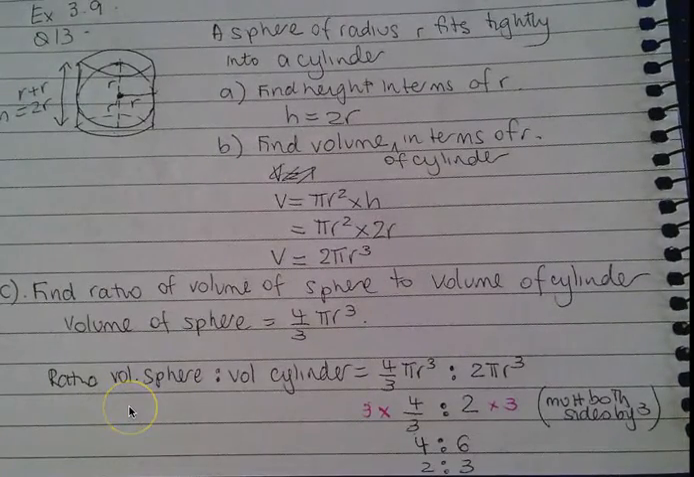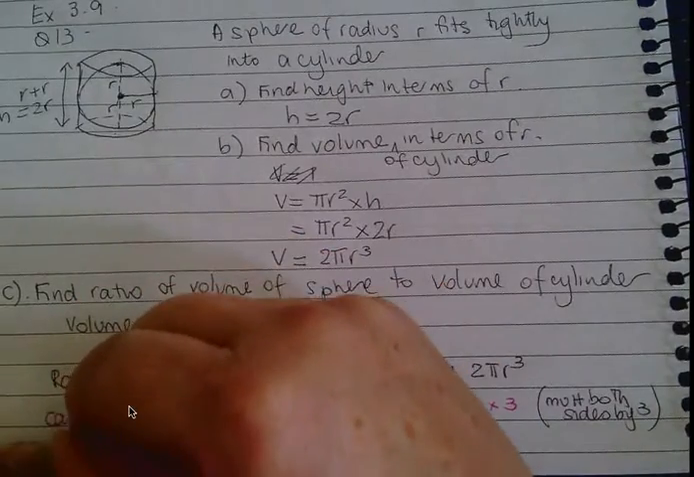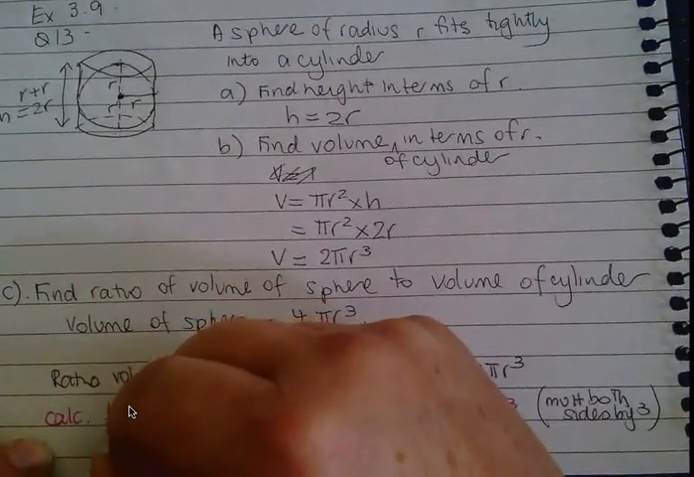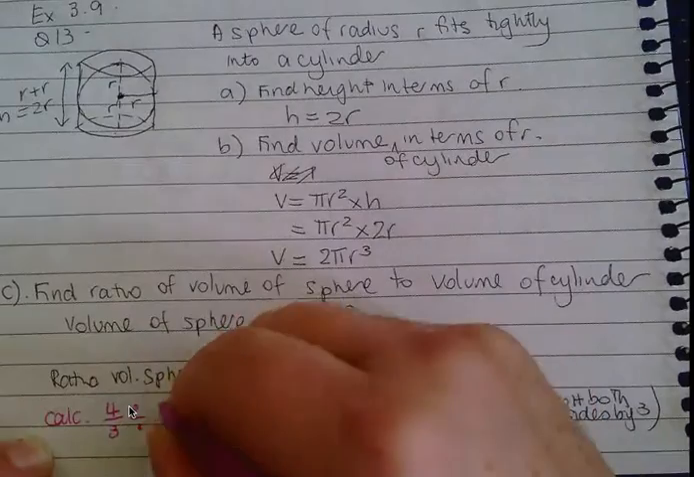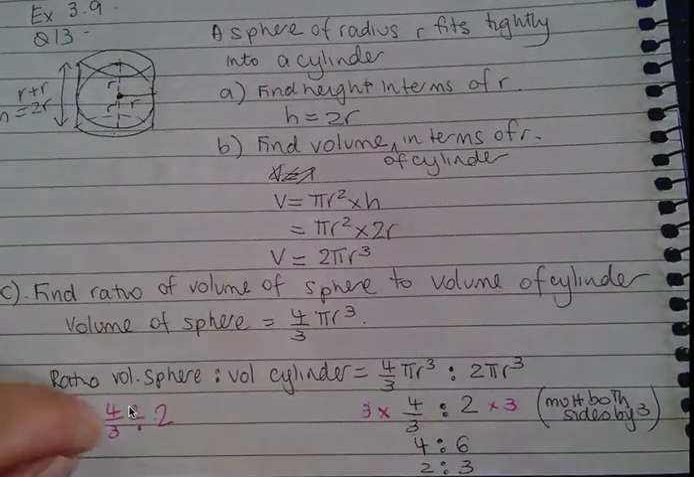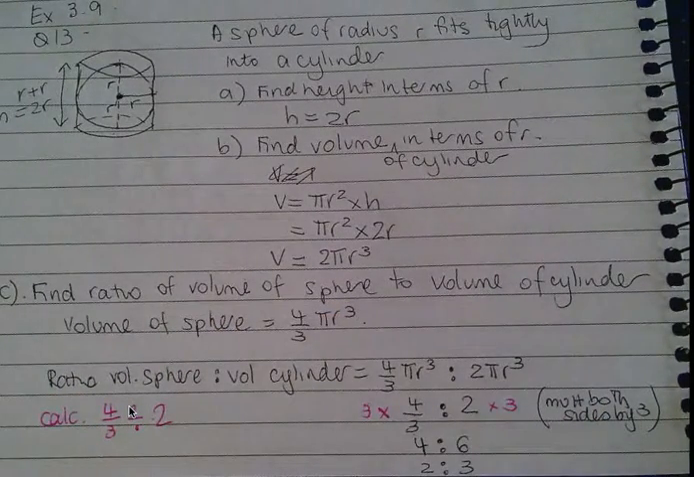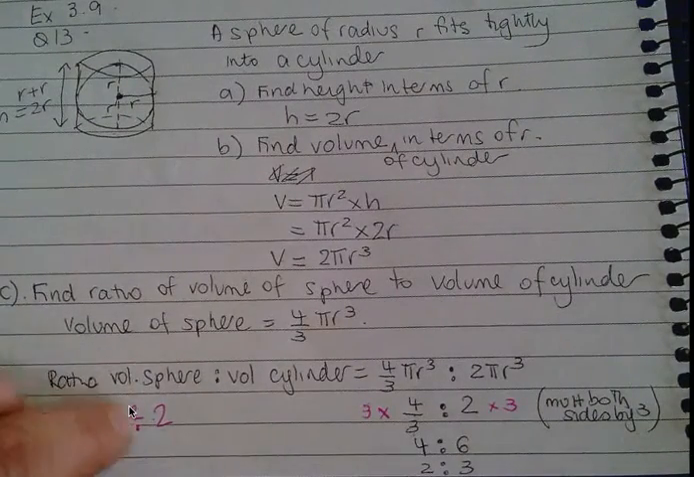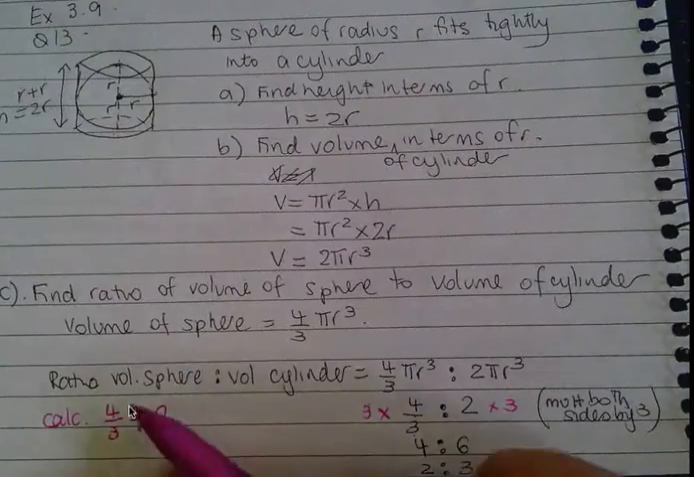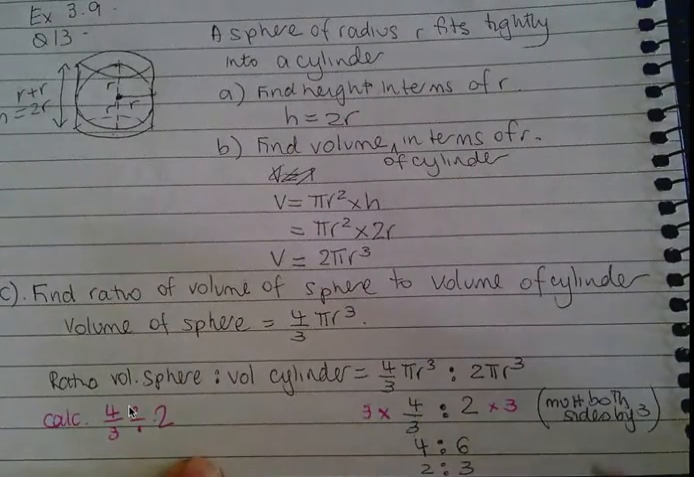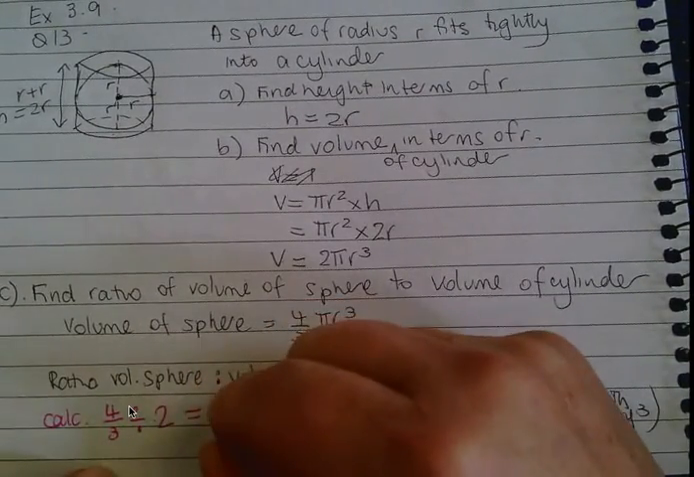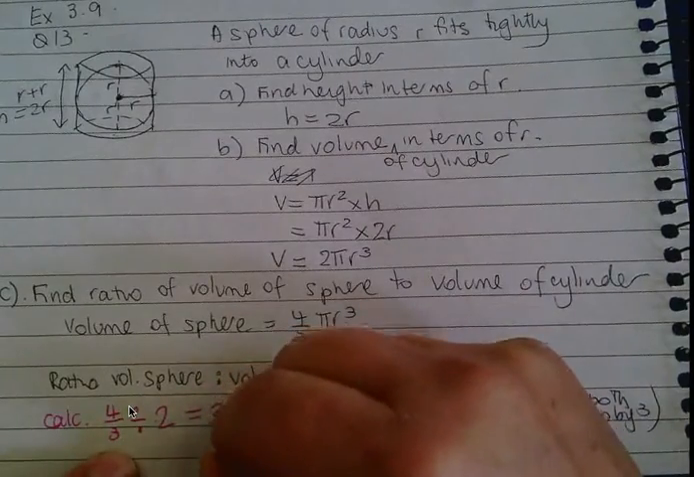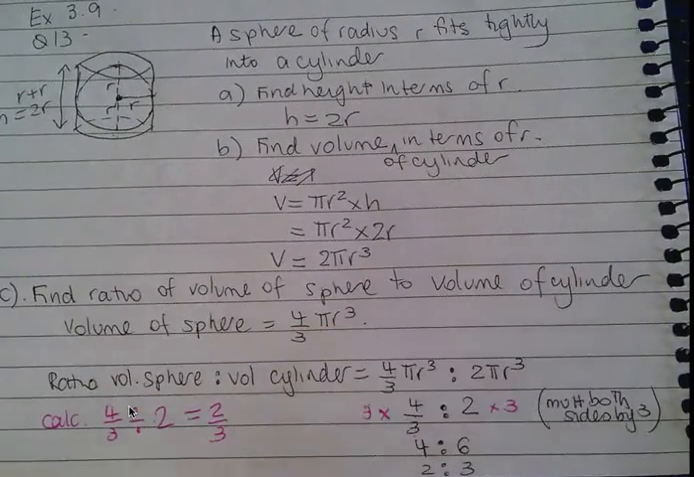I'll show you on your calculator what you can do. There is a calc method as well. You just go the fraction 4 over 3 divided by 2. Because ratios are actually fractions but written sideways. So you can go 4 over 3 divided by 2 and it will give you 2/3. So you write the ratio 2 is to 3.